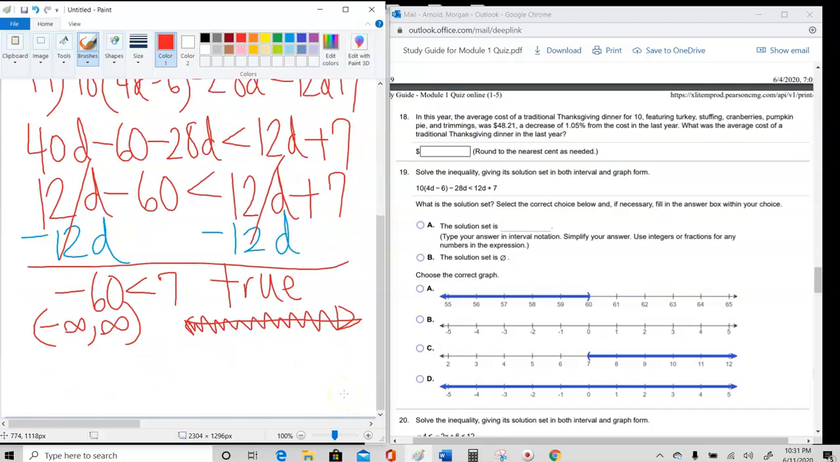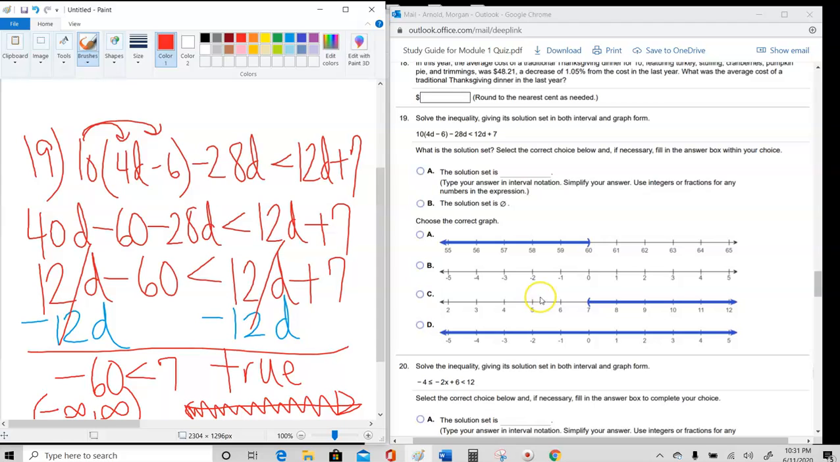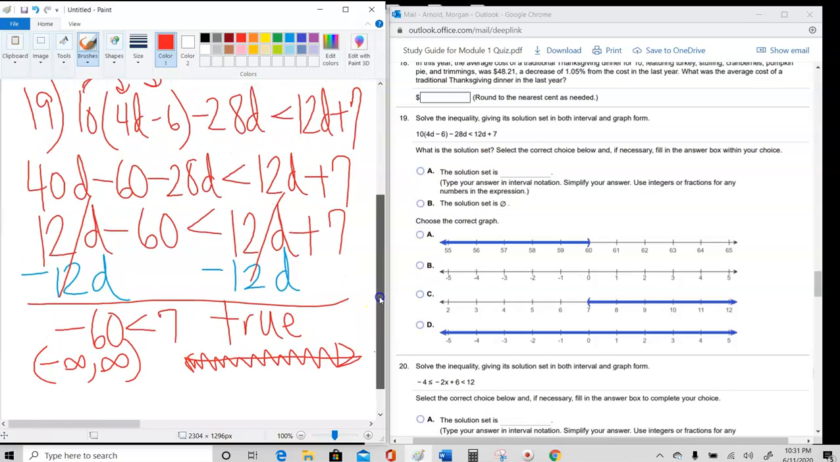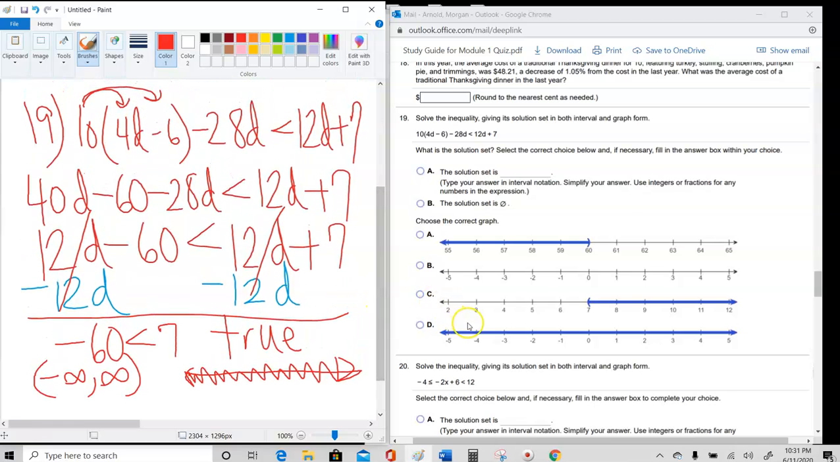And over here, choose the correct graph. Well, negative infinity to positive infinity means the entire number line is covered. So choice D is the correct graph for number 19.